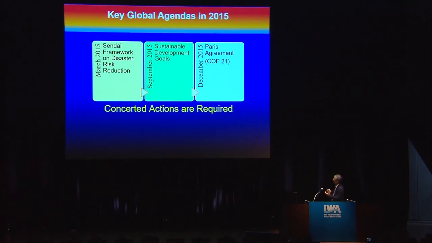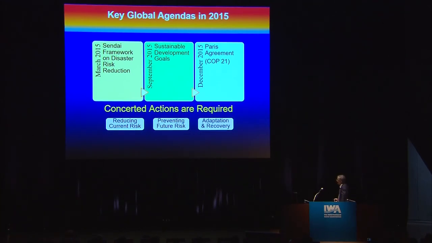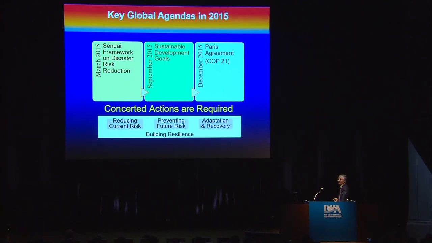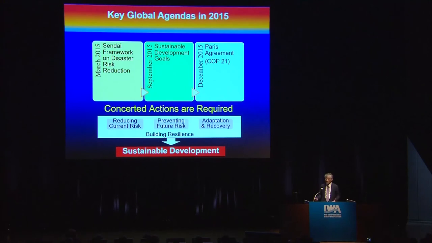Finally, concerted action can provide reduction of the current risk, prevention of the future risk, and adaptation and recovery capacity. Then we can build a resilient society which can contribute to sustainable development. For establishment of this framework, we need to improve our understanding, not only scientists' understanding, but also society's understanding. We need to support the governance for sound decision making. We need to encourage investors toward appropriate investment, and early warning and Build Back Better should be supported by science and technology. So this kind of framework should be established. This is my message. Thank you very much for your attention.